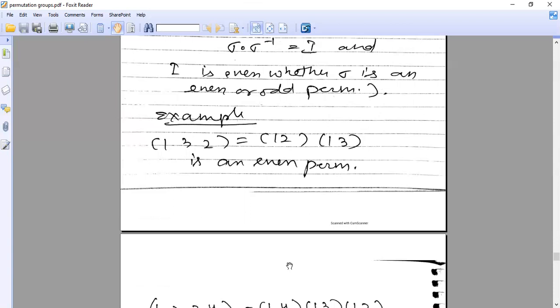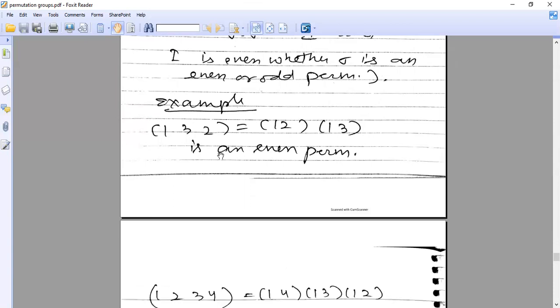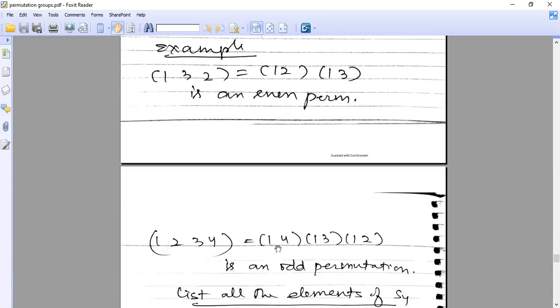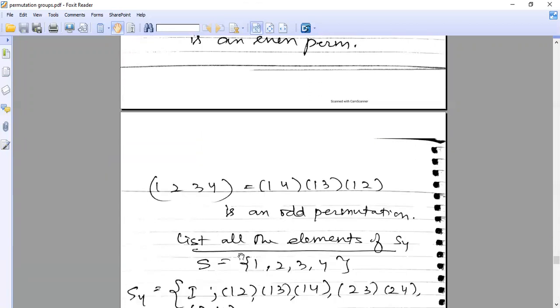See this example. This is a given permutation, the cyclic permutation 1 3 2. Then we have written this permutation as a product of cycles. So (1 2)(1 3) will be 1 3 2. So these are two cycles. You have written them as a product of an even number of cycles, so this is an even permutation. Now (1 2 3 4): here you have three cycles, so this is an odd permutation.